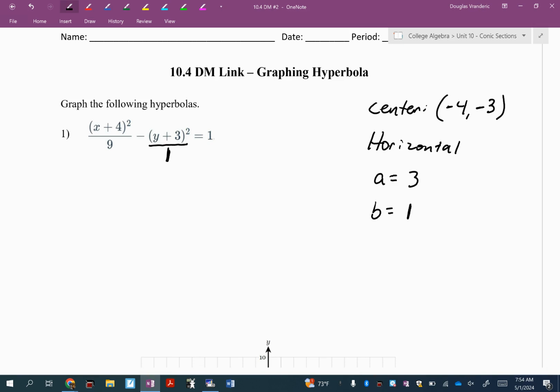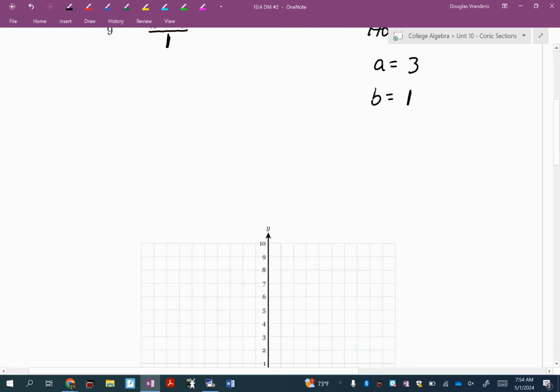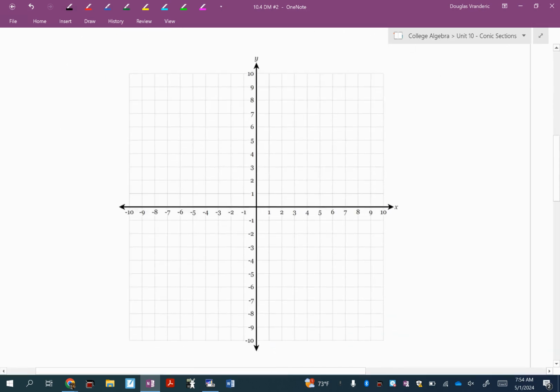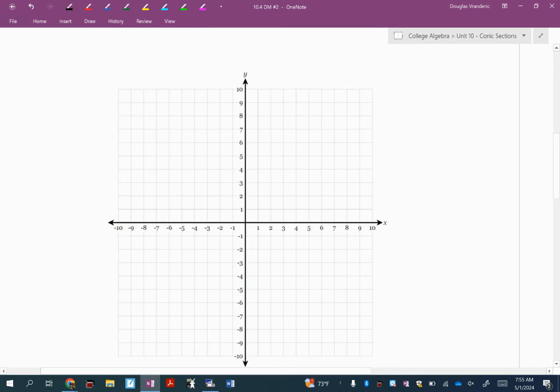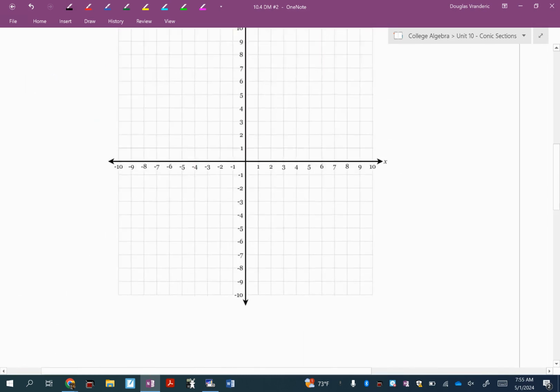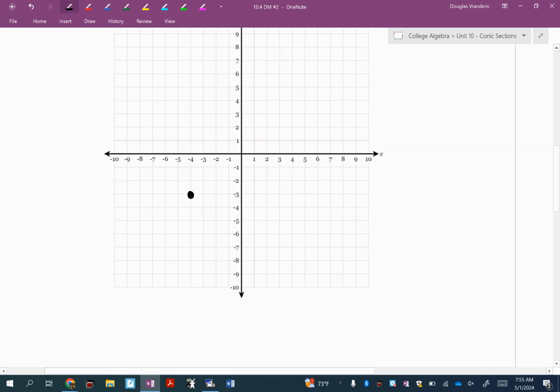Okay, so here's what I want you to do. Take your pencil or your pen, go down to your grid. We're going to plot our center first. Our center was -4, -3. So plot that point right there.